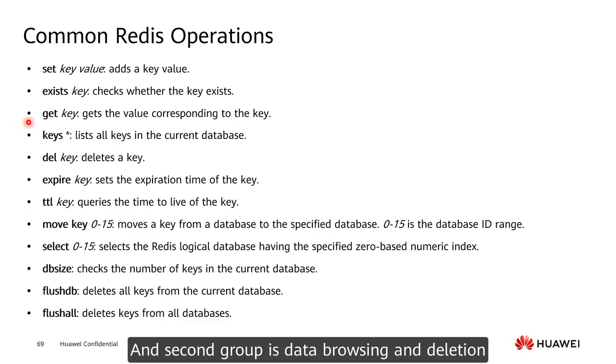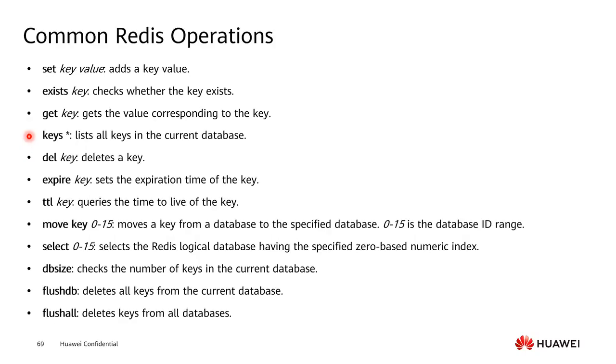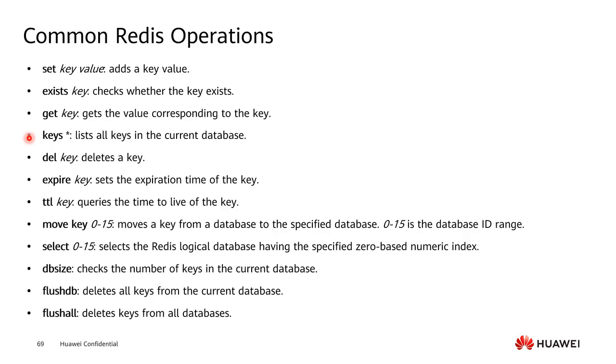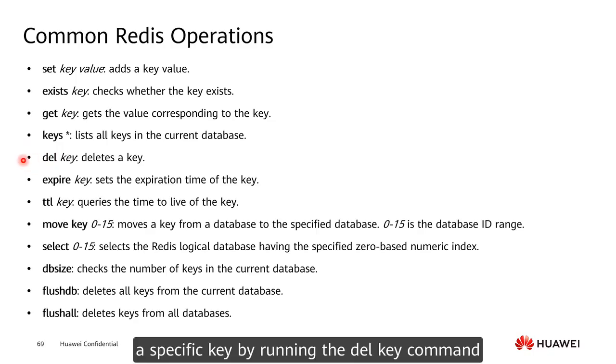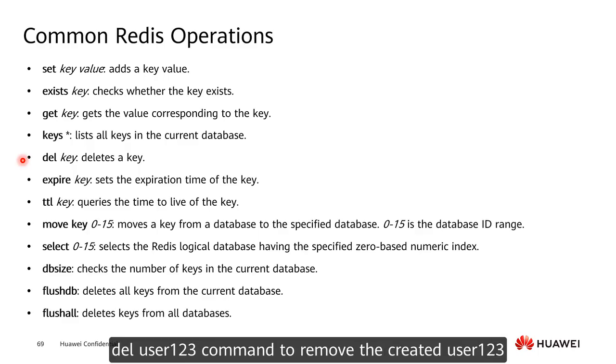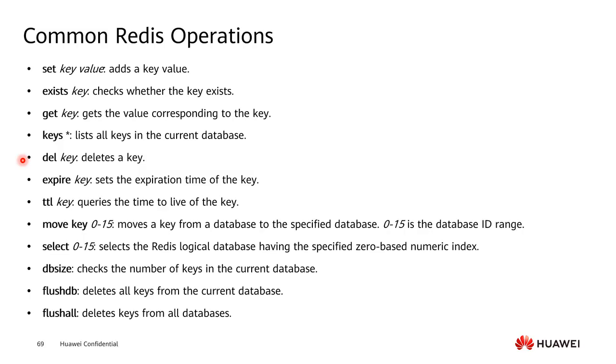And the second group is data browsing and deletion. To get an overview of all keys in the database, the keys * command displays a list of all keys. However, it is important to use this command with caution in a large database, as it can consume more resources. Also, you can delete a specific key by running the del key command. For example, you can run del user123 to remove the created user123 key-value pair.